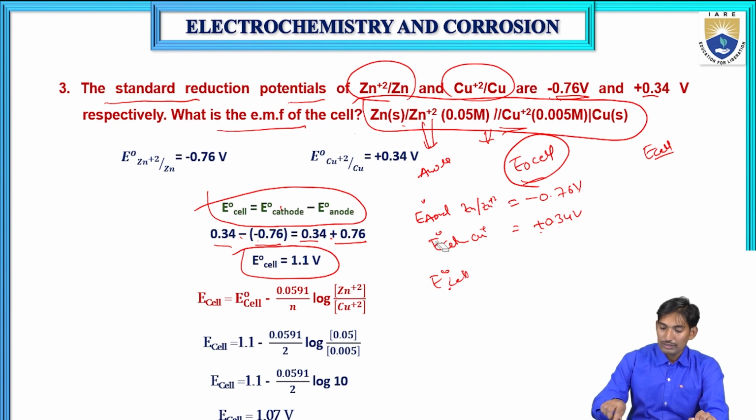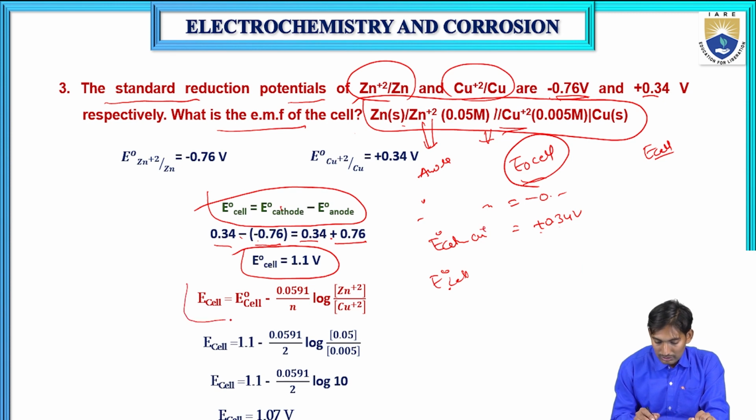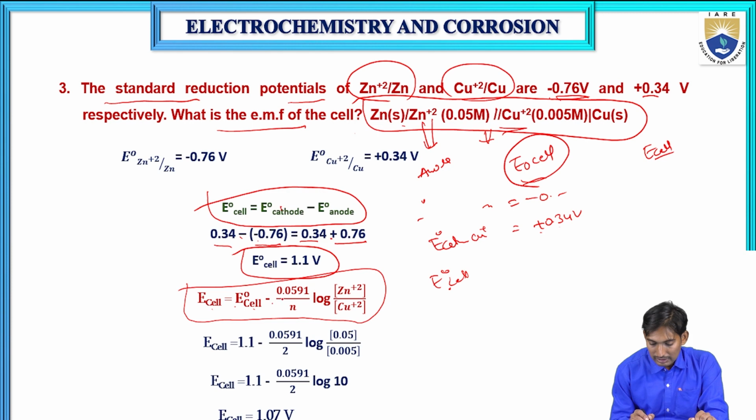Then we have to calculate by using the next equation, E cell. So E cell equal to E naught cell minus 0.0591 divided by n log of this concentration. How will we get this?